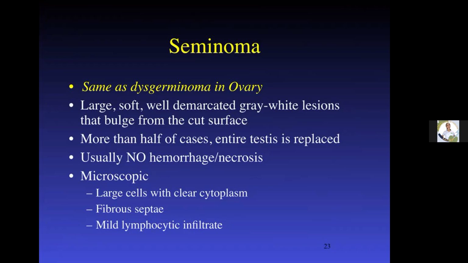So, in the exam, if I tell you this particular testicular tumor shows nests of large clear cytoplasm surrounded by fibrous stroma or fibrous septae infiltrated by lymphocytes, the answer would be seminoma.